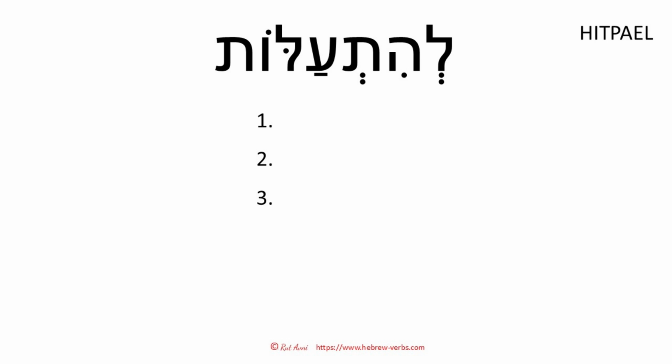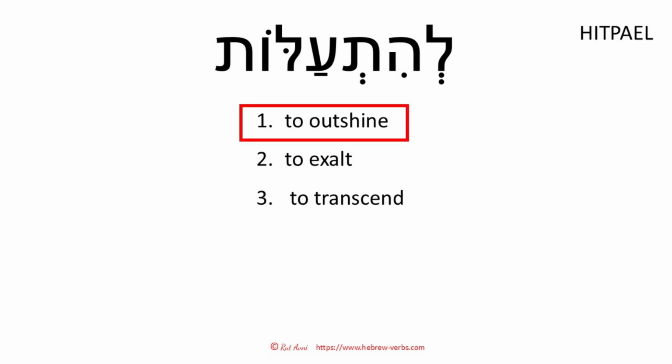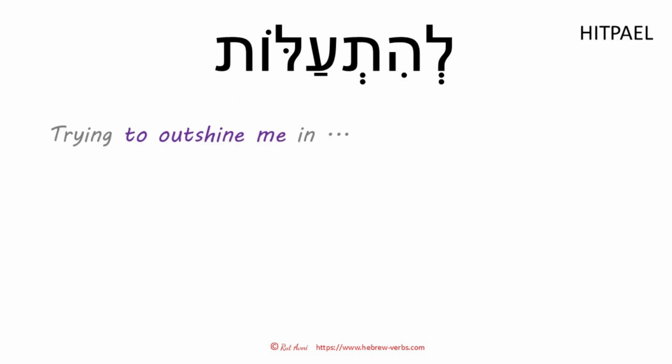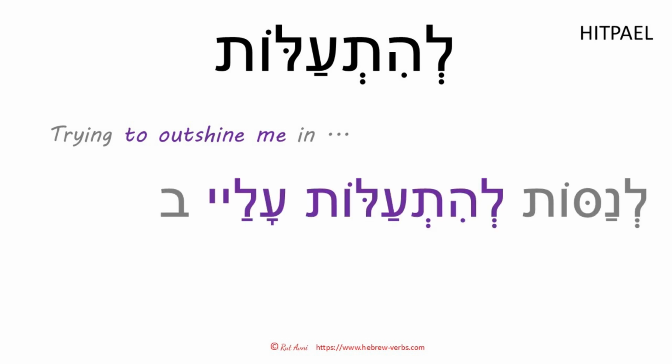התפעל. להתעלות. My favorite translation, or let's say use of that not so frequent verb is to outshine. And then we have also to exalt, to transcend. But from all of those, I think the highest frequency is to outshine. The others are more in the spiritual field. And let me give here an example sentence. Trying to outshine me in whatever, swimming, running, in my case, skateboarding, which is easy. Trying to outshine me in לנסות להתעלות עליי, לנסות is to try.